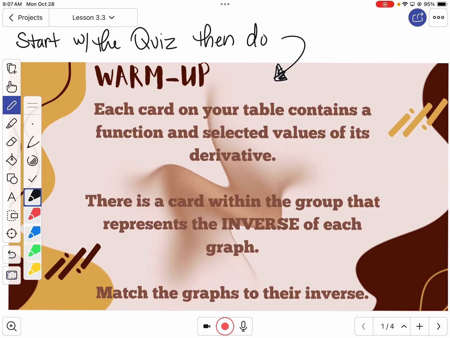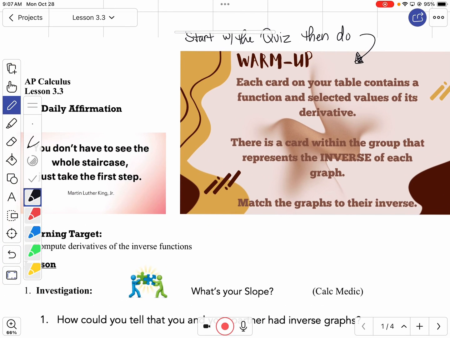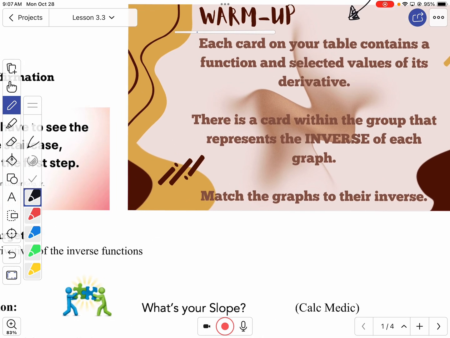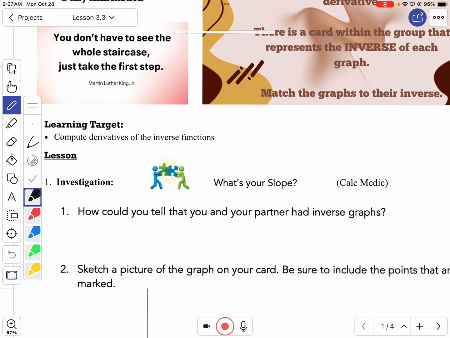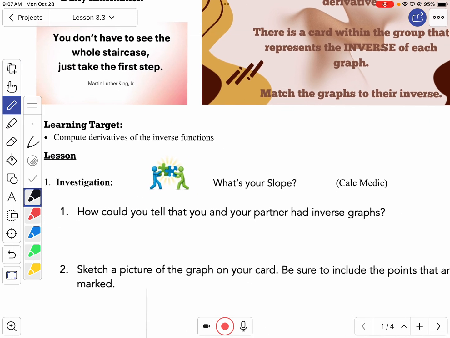Okay, so your warm up, I like this quote for today: You don't have to see the whole staircase, just take the first step. Nice. Okay. So today we're going to talk about computing derivatives of inverse functions.